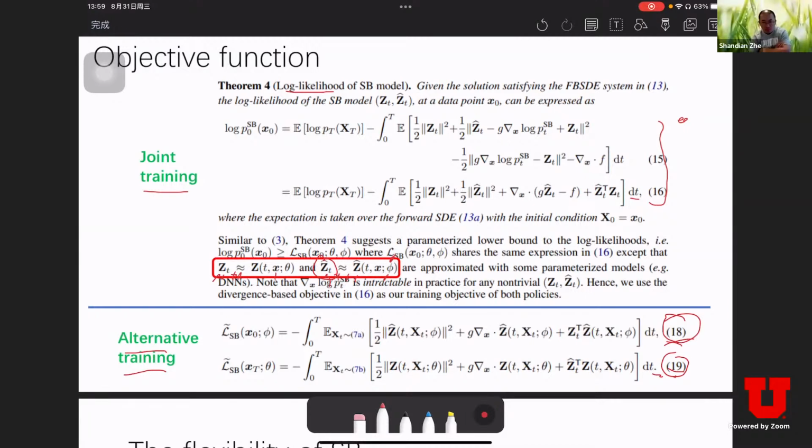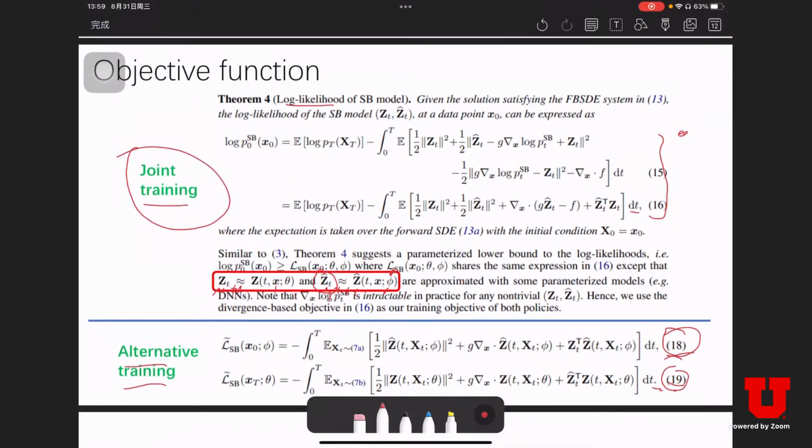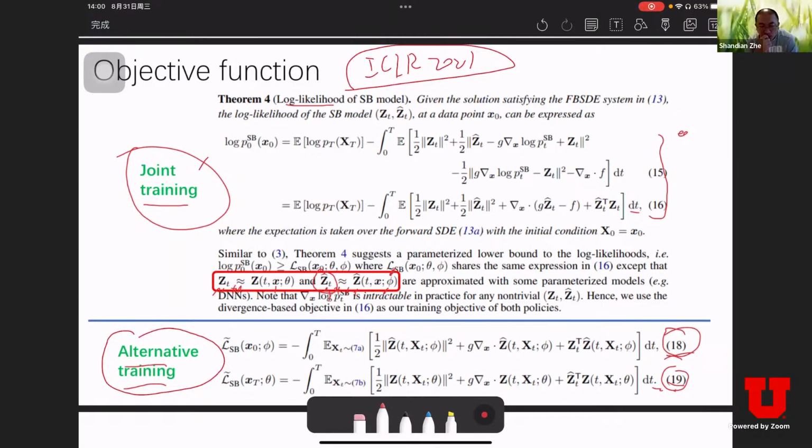So actually, the joint training is something relatively new. It's proposed by this paper, which I think was just published at ICLR last year, and they proposed a joint training. However, like I'm saying, the Schrodinger bridge is a very classical model. It was proposed, I think, in the 1940s. So the alternative training is based on a classical numerical approximate solution to solve the Schrodinger bridge. It's called the IPF.